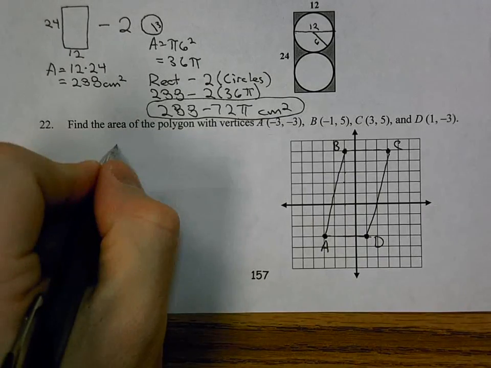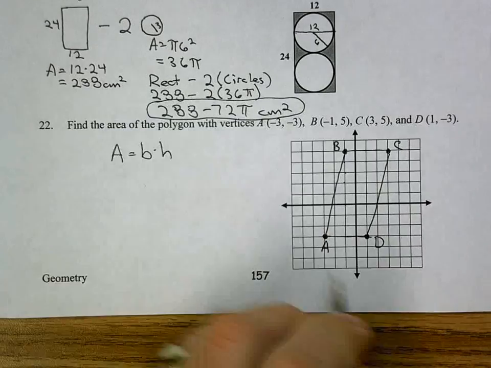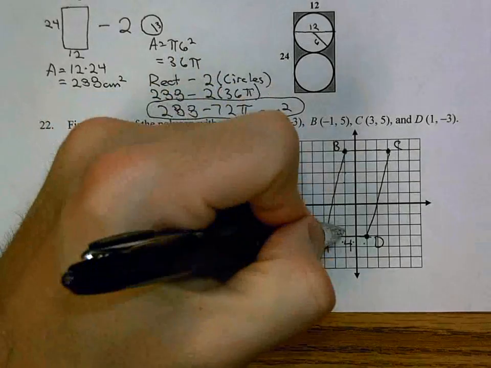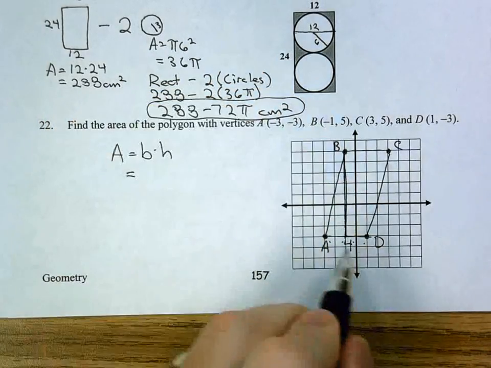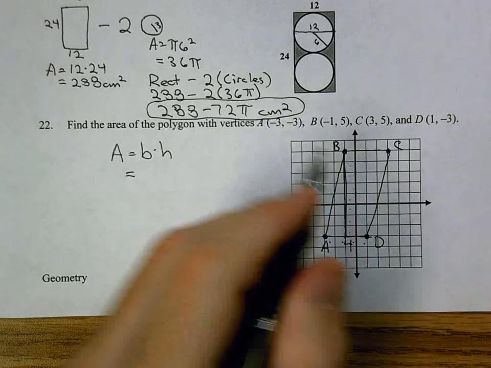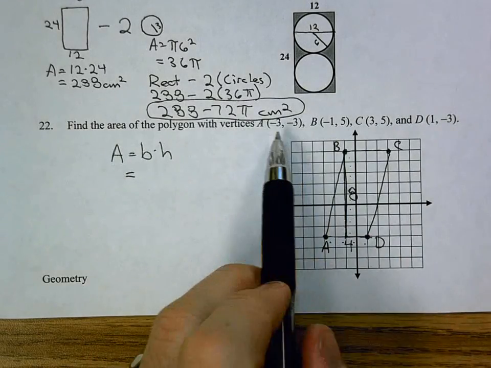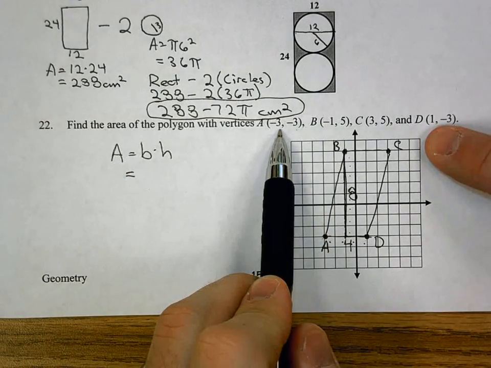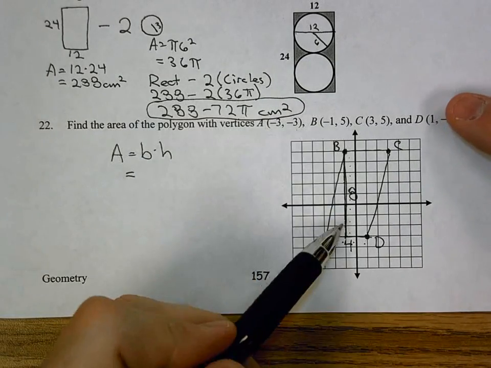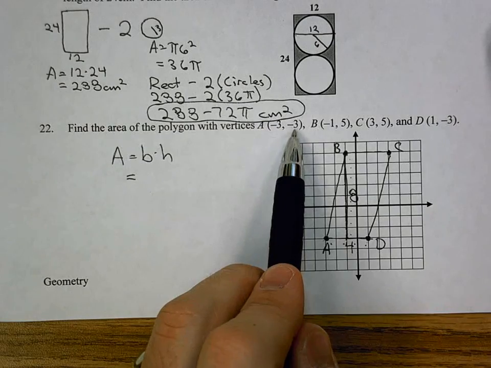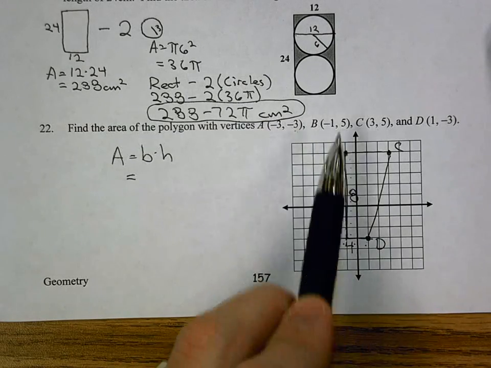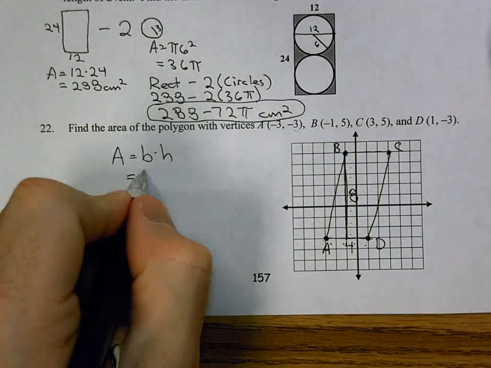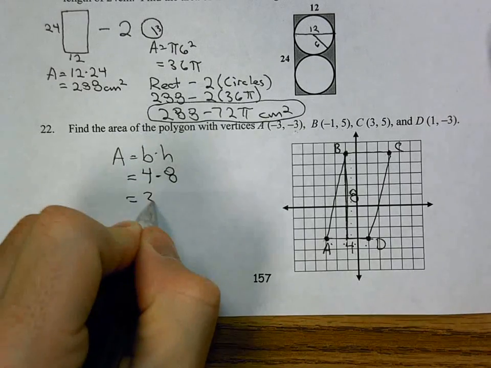So for a parallelogram, it's base times height. Our base is 1, 2, 3, 4 units. Our height is that perpendicular distance to the base. 1, 2, 3, 4, 5, 6, 7, 8. Could have also found that because from A to D, all the -3's are the same, but -3 to 1 is 4. That's the base. From A to B, they go on the y value, -3 to 5 is a change of 8. So that is our height. So base times height is 4 times 8 gives us 32 units.